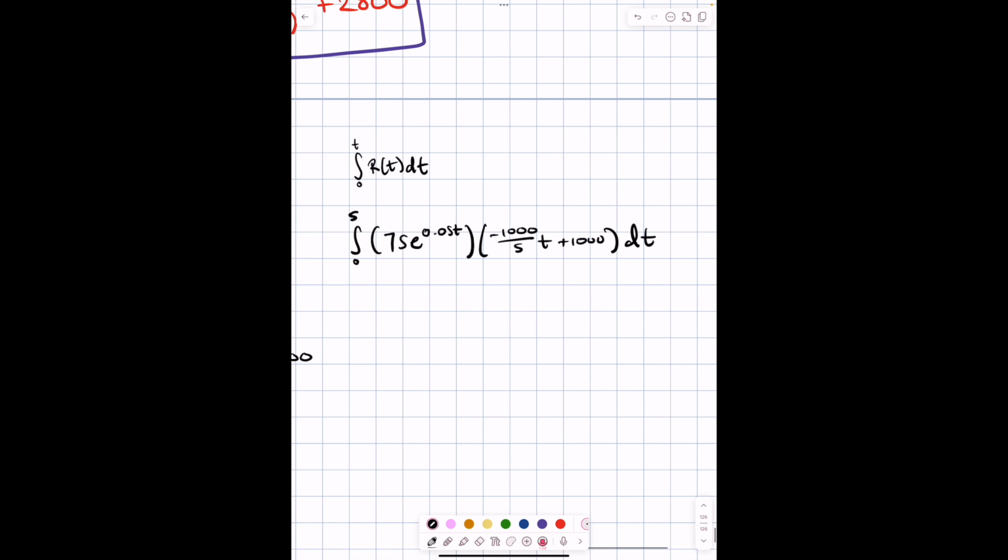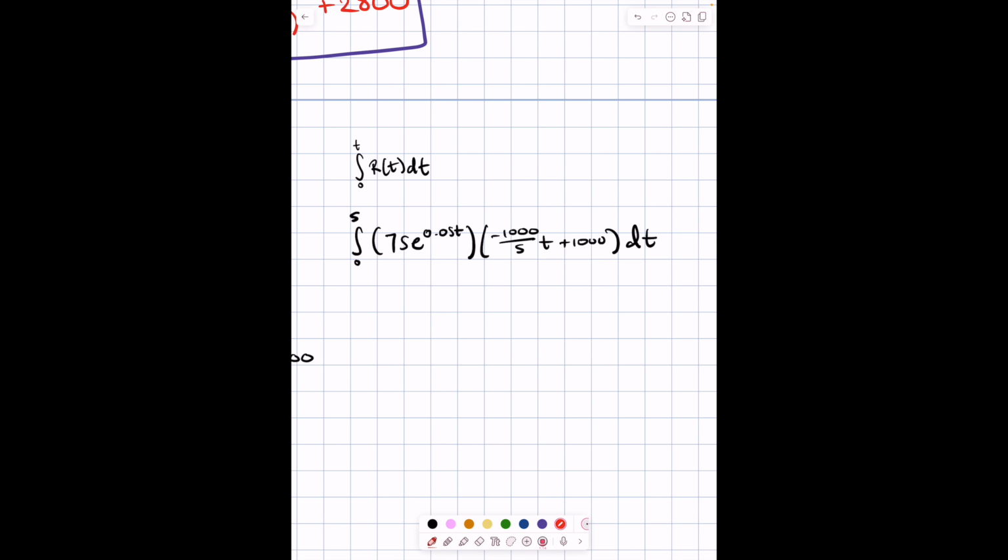The other thing that your professor did, to make this integral simpler to evaluate, is take out as many constants as possible. So I have a 1,000 here, and then I have a 75 here. So I'm going to take out, and so all of these are multiplying by each other.